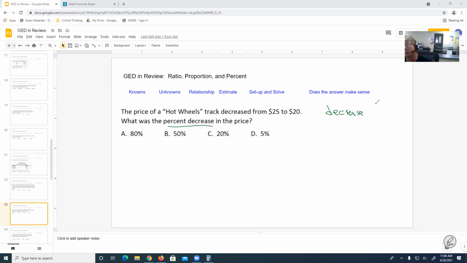Okay, so I'm looking for the part decrease. The part it decreased by is actually the 5. So that's important, not the 20 and the 25, but actually the 5 is important to us to start with. So again, if I'm using the proportion model, I have the part over the base equals the percent over 100.